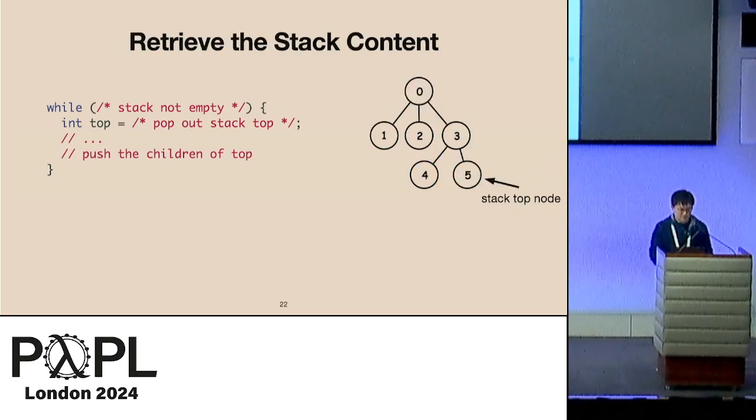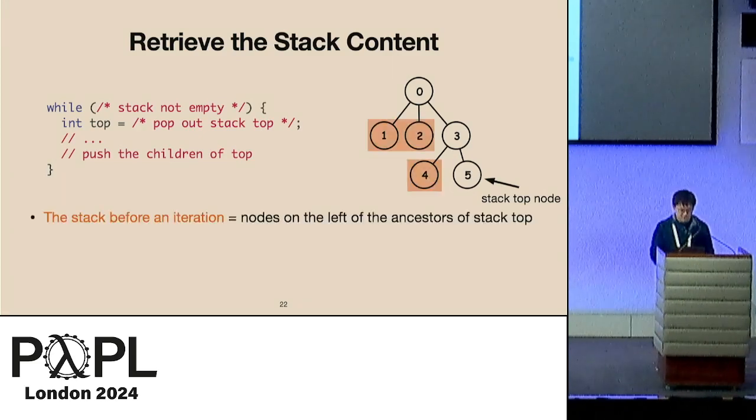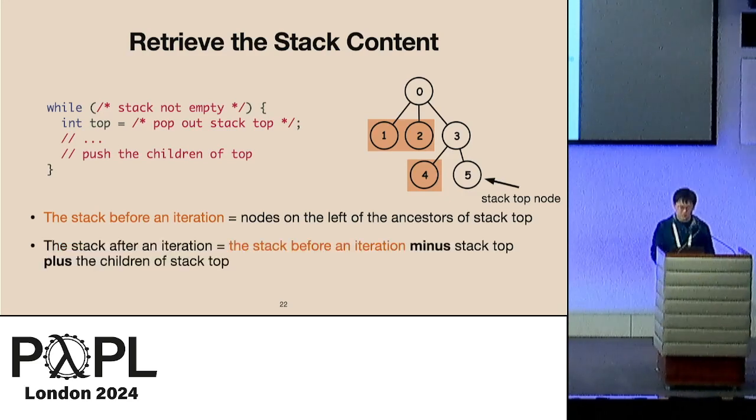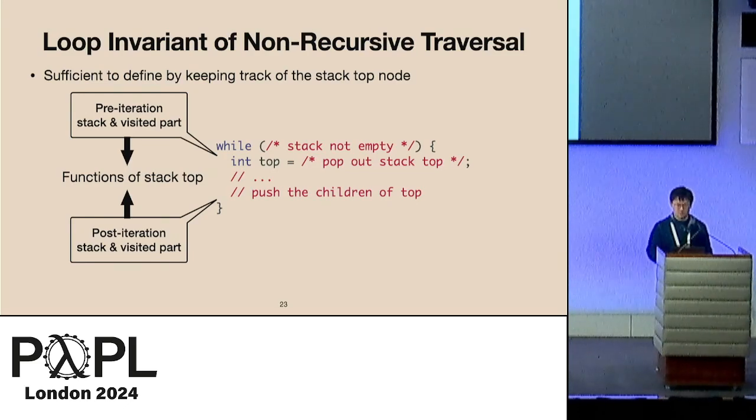And similarly, for the stack content, it is also a function of the stack top node. The stack before an iteration contains all nodes on the left-hand side of the ancestors of the stack top node. For example, if node 5 is at top, then the stack will contain node 1, node 2, and node 4 in order. And the stack after an iteration can be easily derived by popping out the stack top and pushing its children. So to summarize, combining the results in the last 2 slides, it's sufficient to define loop invariants of non-recursive traversals by keeping track of the stack top node.